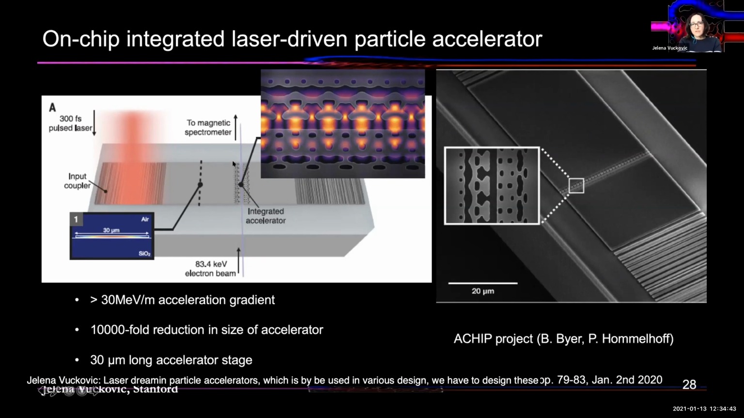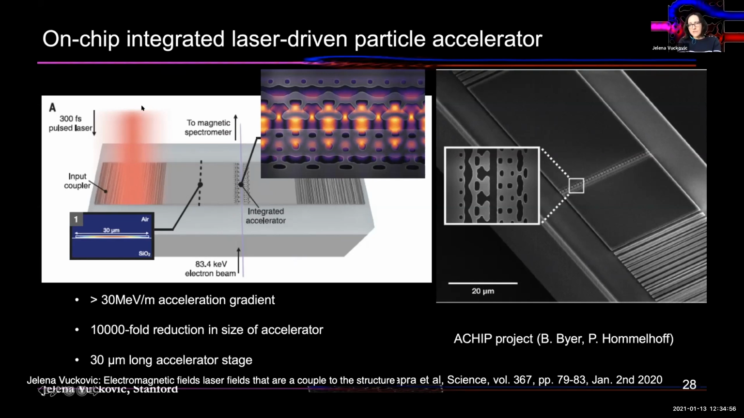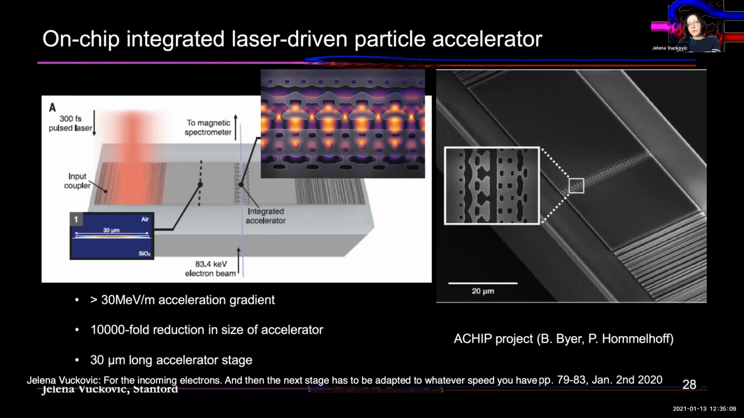We have to design this element here. This is a single stage of accelerator in such a way that for electrons that go through this vacuum region cut in a piece of semiconductor, electromagnetic fields, laser fields that are coupled to the structure would have the field profile that always accelerates electrons. So you don't want your field to accelerate and then decelerate electrons. It should always provide the kick in the right direction for the incoming electrons. And then the next stage has to be adapted to whatever speed you have.